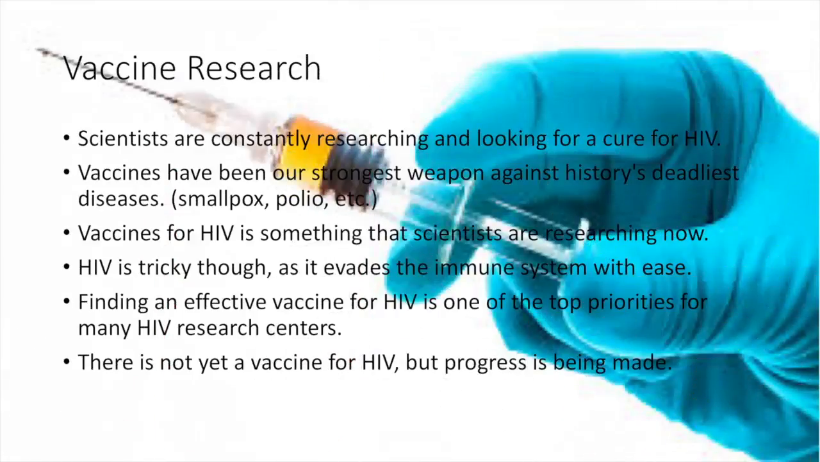Scientists are constantly researching and looking for a cure for HIV. Vaccines have been our strongest weapon against history's deadliest diseases, such as smallpox, polio, etc. Vaccines for HIV are something that scientists are researching now. HIV is tricky though, as it evades the immune system with ease. Finding an effective vaccine for HIV is one of the top priorities for many HIV research centers. There is not yet a vaccine for HIV, but progress is being made.